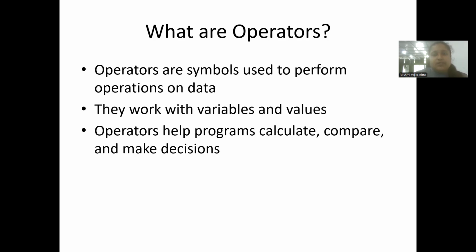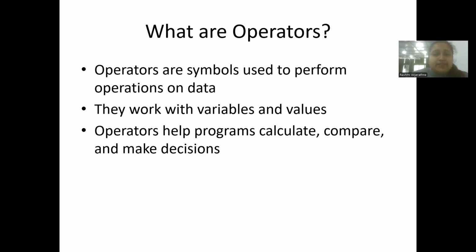Operators are symbols used to perform operations on data. Data basically means numeric values, because we need to handle these operators using numeric data. I hope you can understand and get an idea why I'm saying that. They work with variables and values. In the first video we discussed what variables and values are. A variable is like a container which holds some value. The data types are int, float, double, and so on.